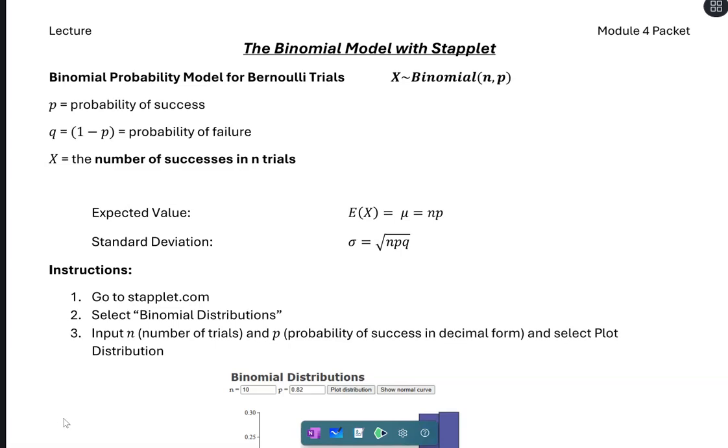So instead of using formulas and combinations to calculate binomial probabilities, we're going to use Stapplet. Stapplet is going to give us a lot of information, let us plug in things more easily, and then with that, we just need to know how to interpret the results.